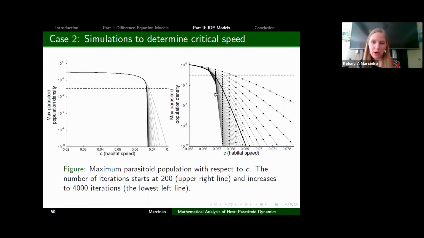And to determine that with a finite number of iterations, notice that this is the case where 1,000 iterations is below 10 to the negative third. So 1,000 iterations is this thicker line. And so that's the threshold that I'm going to be using for these simulations: if after 1,000 iterations, the maximum parasitoid population density is below 10 to the negative third, that's going to be my cutoff and that's going to be my critical speed. Because we can reasonably conclude that the population will drop off in infinite time to 0.